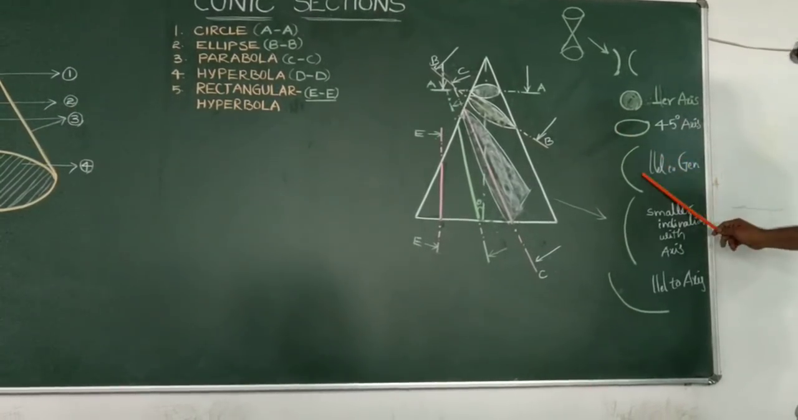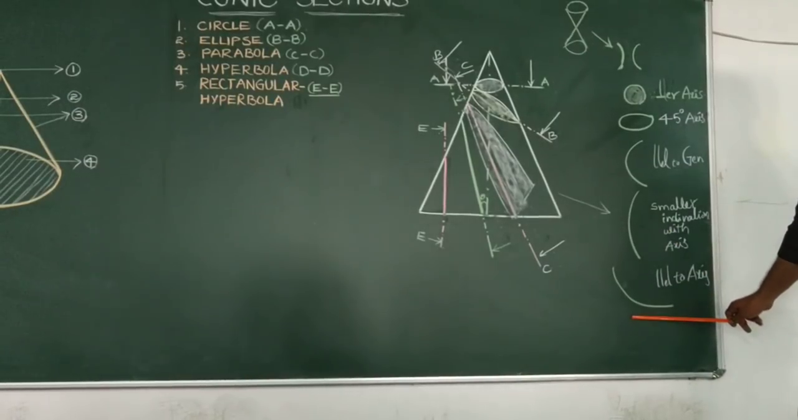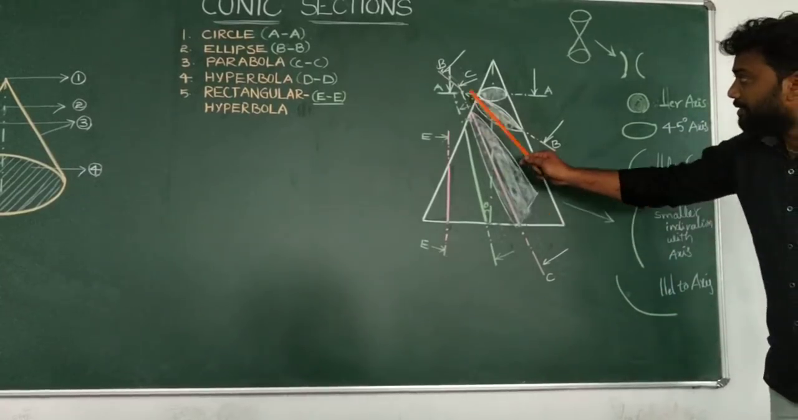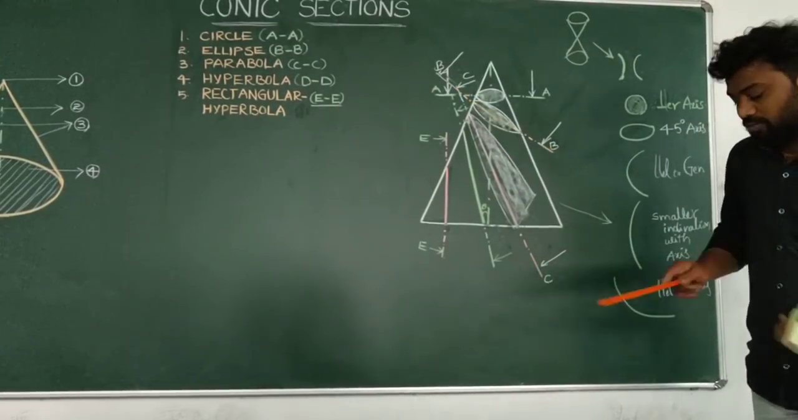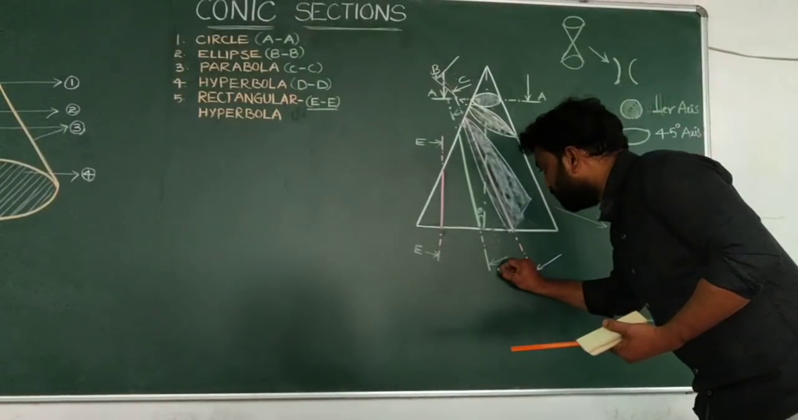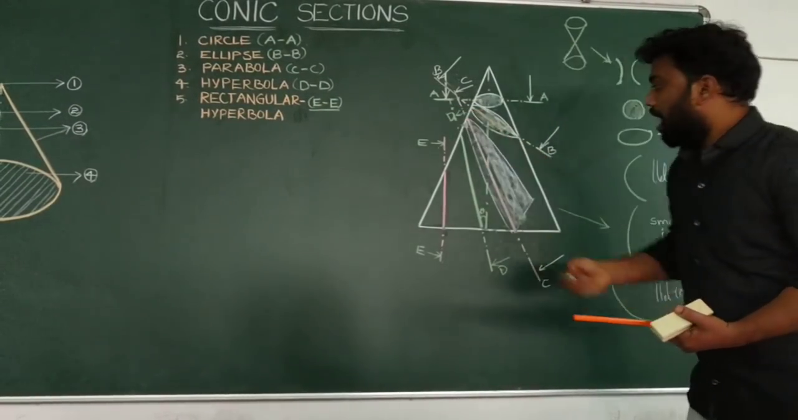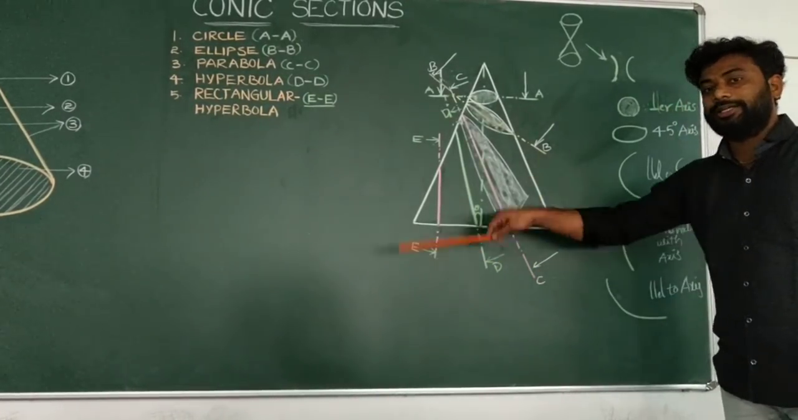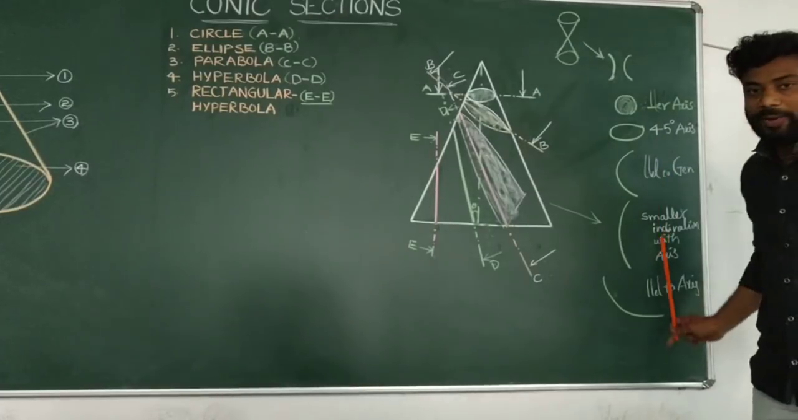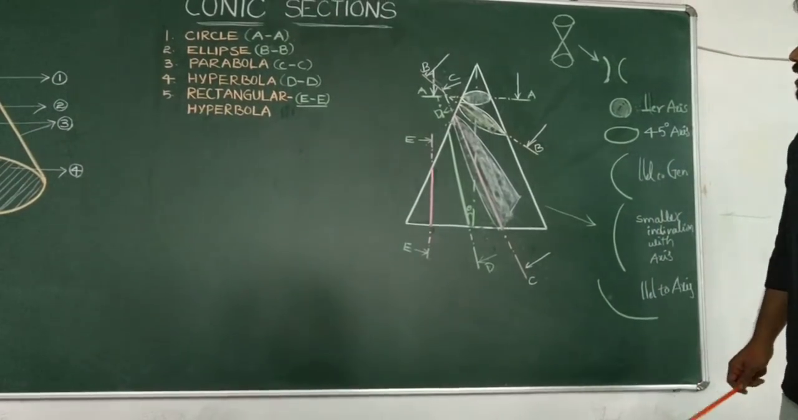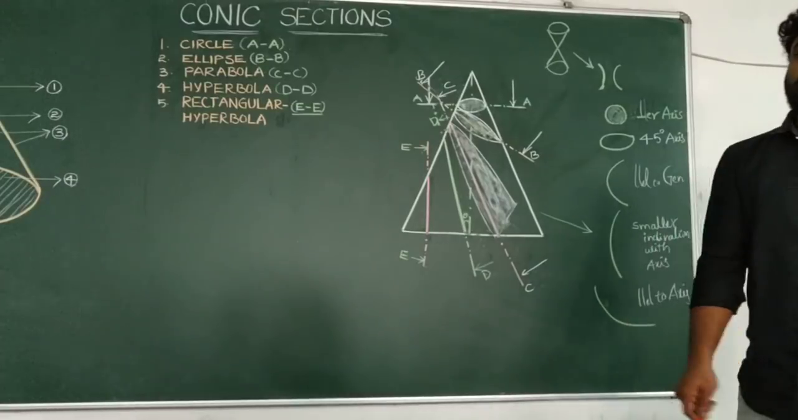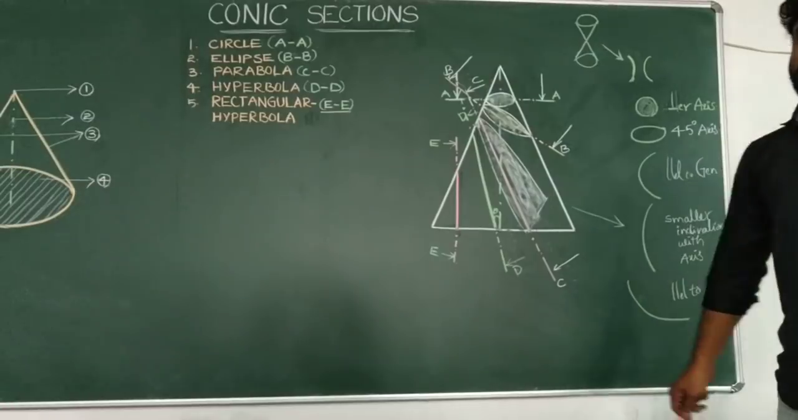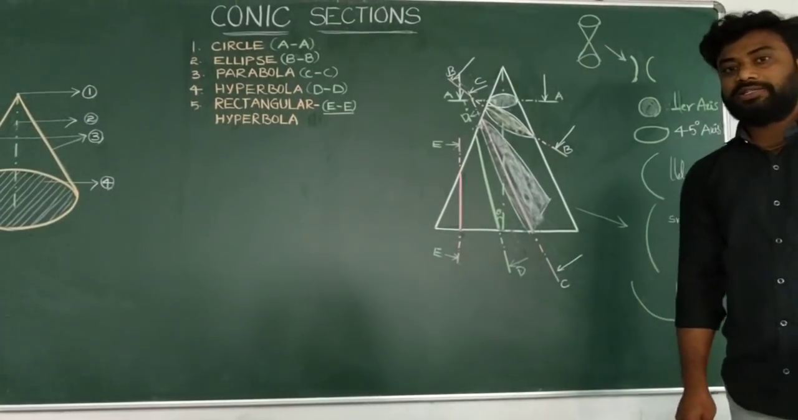But the parabola, hyperbola and rectangular hyperbola are three open curves, because here C to C, D to D, and E to E, these three sectional planes are not cutting all the generators. That is why we are getting open curves. And this is about the formation of conic sections by cutting the object in different positions with respect to the axis of the cone.